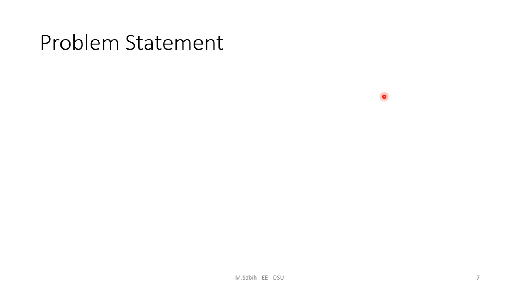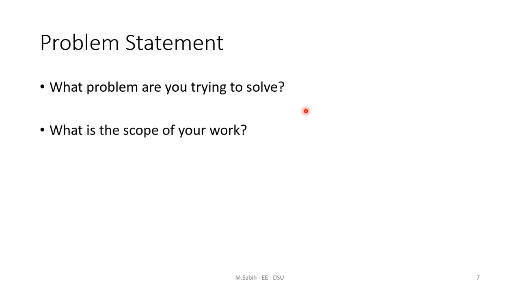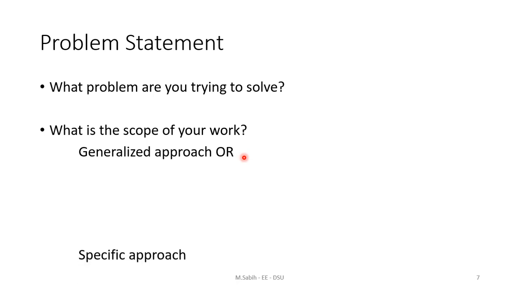So secondly, we can go to the problem statement. In the problem statement, it is necessary to highlight what problems you are trying to solve. And next we have the scope of work. Scope of work is crucial, because with it we tell whether the solution we are providing, or the problem we are tackling, is a generalized approach or a specific approach.